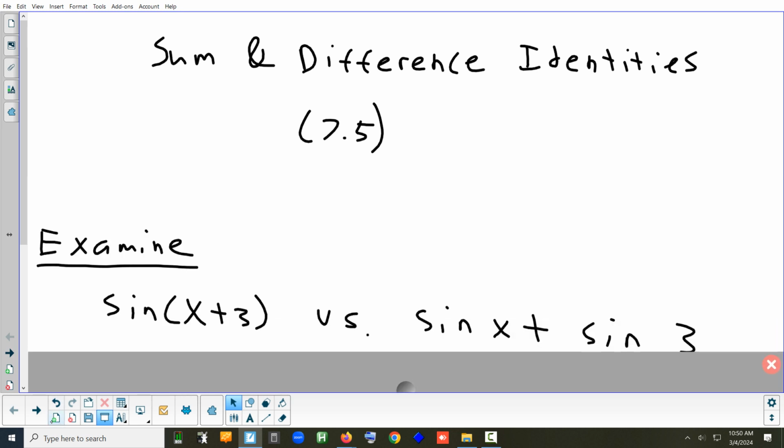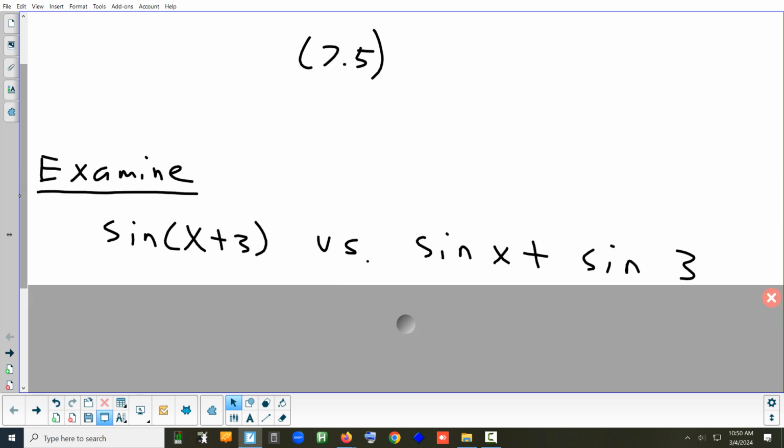All right, so first of all, let's just look at that. Sine of x plus 3 versus sine of x plus sine of 3. I want to think about what's on the left and what's on the right in terms of a transformation. When you add or subtract a number inside parentheses, which way does that move the graph? Horizontal. Right. This plus 3 is going to move it left or right. Specifically, plus is going to move it to the left. So that's a horizontal shift of 3 units.